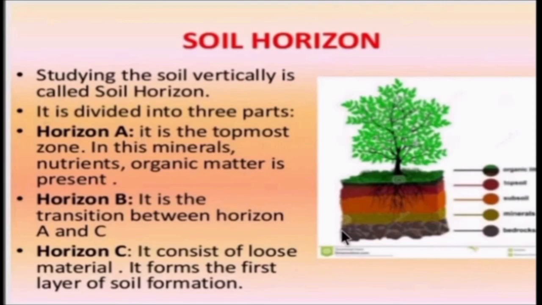Horizon B, it is the transition between horizon A and C. In other words, horizon B means the middle layer is composed of both A and C, that is organic matter plus mineral matter. Horizon C, it consists of loose material. It forms the first layer of soil formation.